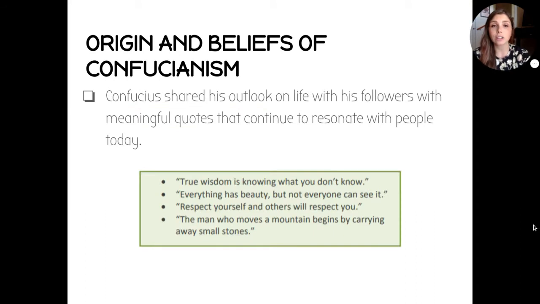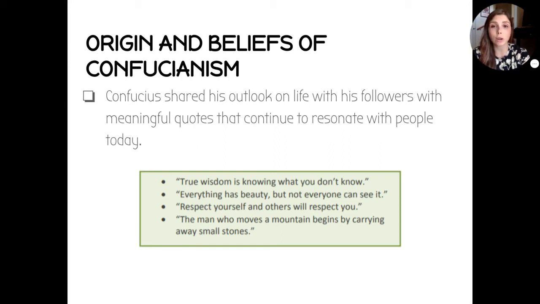Confucius shared his outlook on life with his followers with many meaningful quotes, and those quotes continue to resonate with people today. And there's just some examples there on the screen of some of the quotes that Confucius is known for and has said. And if you went online and Googled more Confucius quotes, you might recognize a lot of the quotes as maybe some quotes that you use in your own speech or that you've heard other people use today, as they still are important to people today.